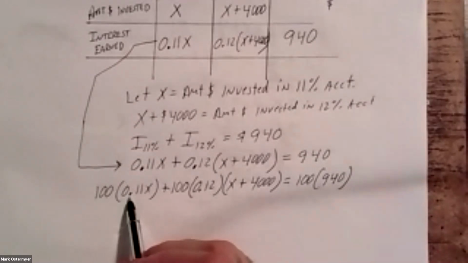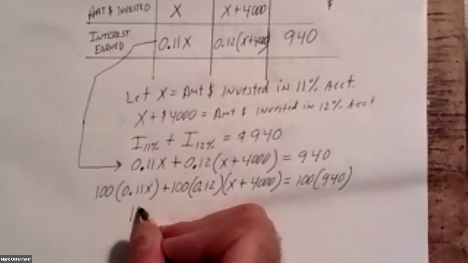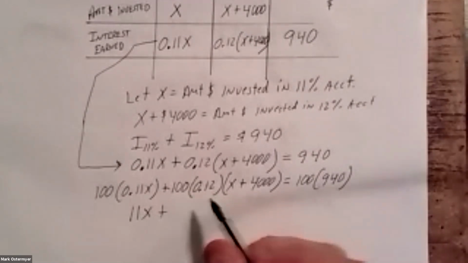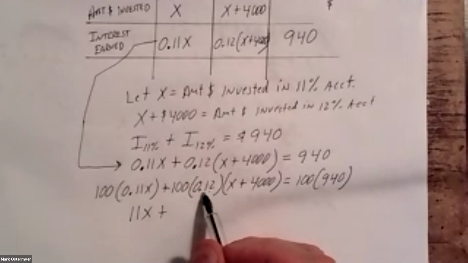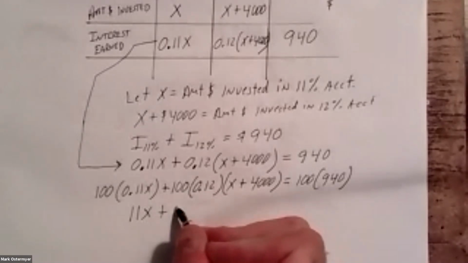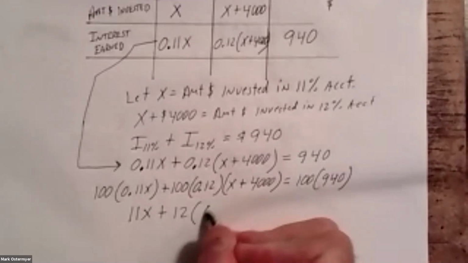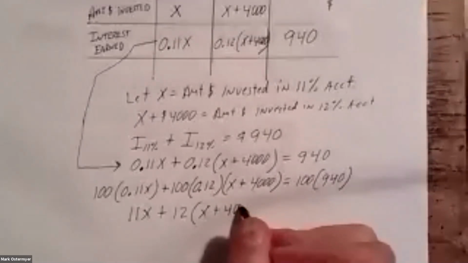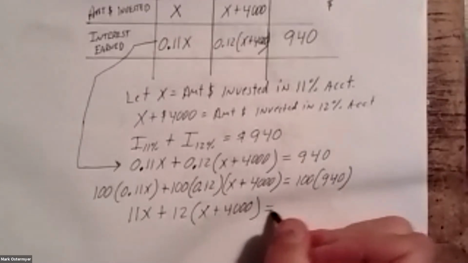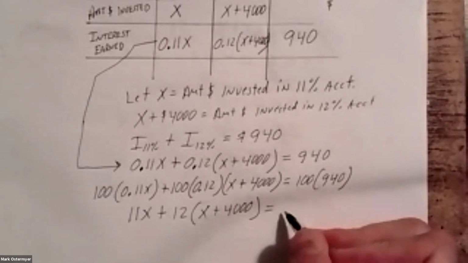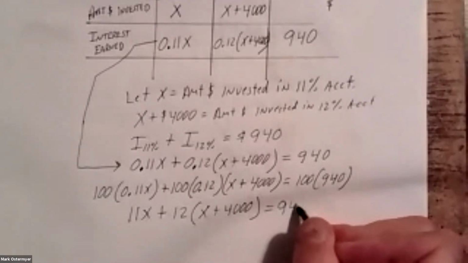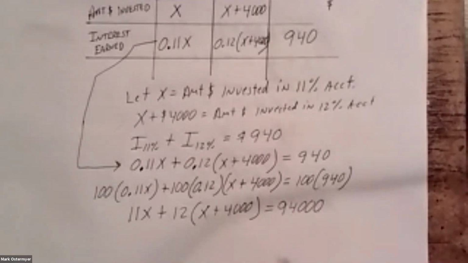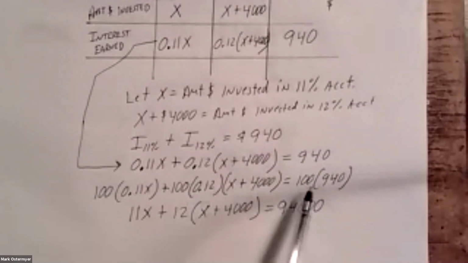100 times 11 hundredths x is going to be 11x. 100 times 12 hundredths shifts the decimal point 2 places to the right and becomes a nice 12. Notice how our decimals are now gone. 100 times 940 on the right side is going to be 94,000. We have to solve this equation for x now. Multiplying both sides by 100 got rid of the decimals.